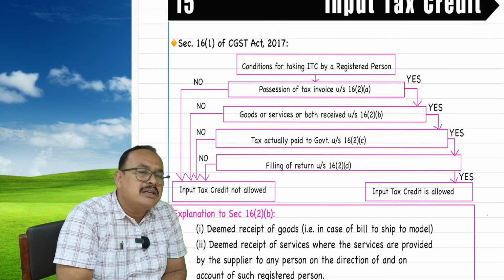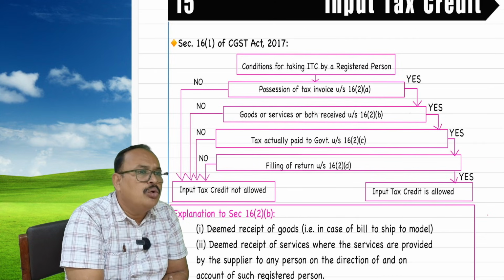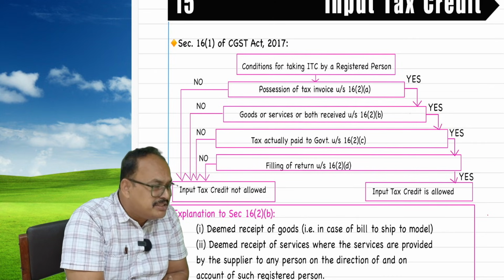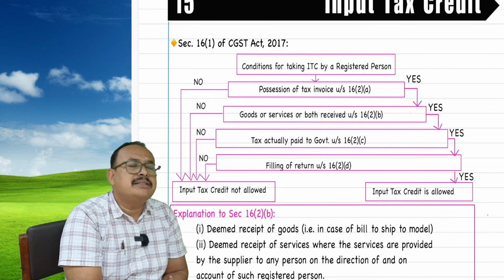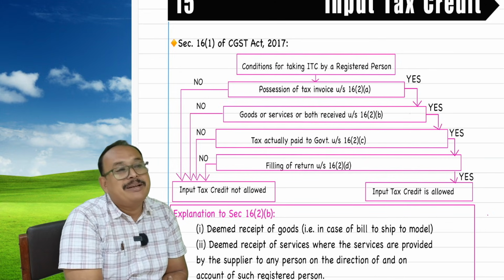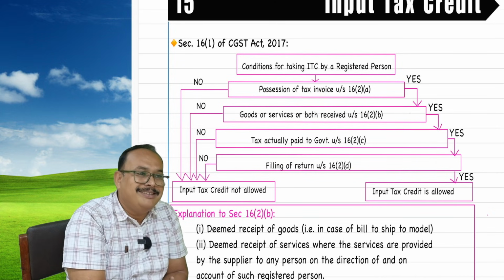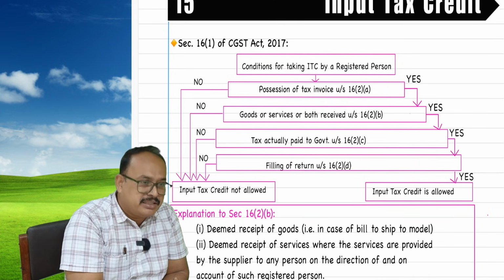Now, sir, if the recipient is a distinct person, say the head office supplies goods to a branch office at interstate level? Yes, sir. In that case, the recipient not required to make the payment to the supplier is deemed to be paid only. That means the recipient can avail the ITC. This is what Section 16(2) says.